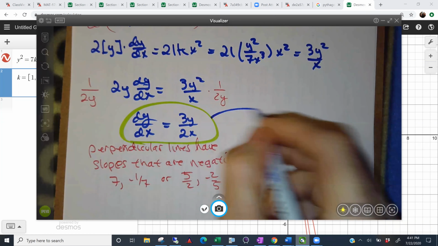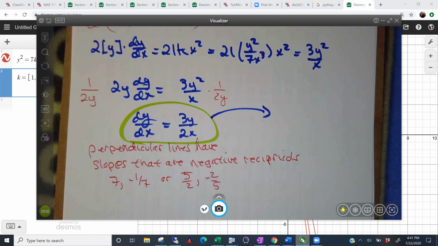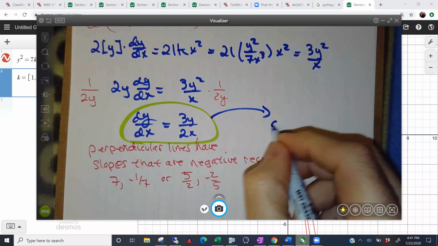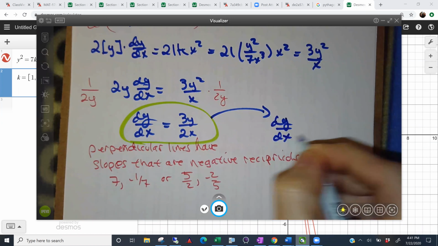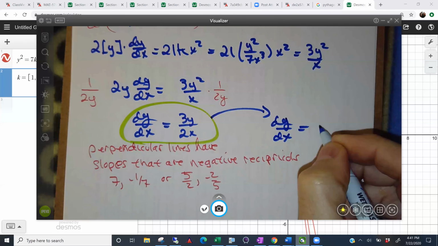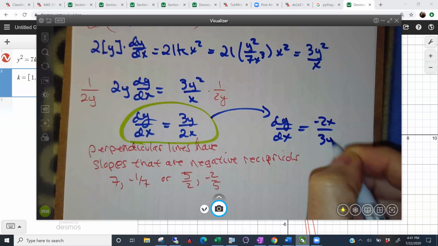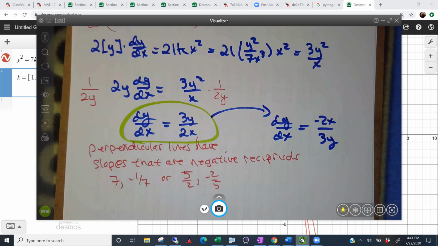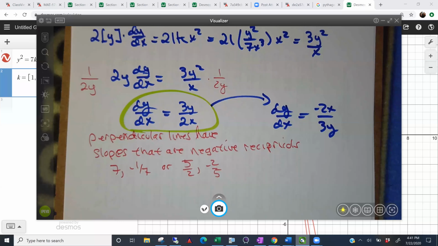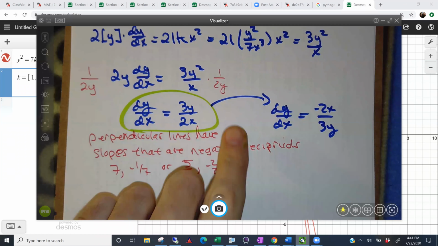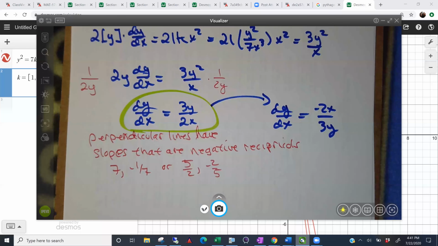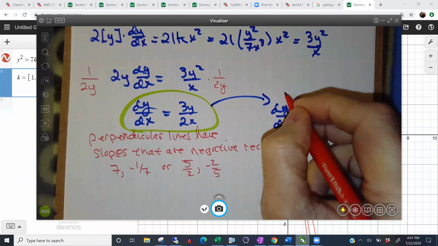If I wanted something perpendicular to that, I've got to take the negative and reciprocal. So dy by dx is going to be negative 2x over 3y. That's the negative reciprocal. So this is going to give me something perpendicular to this slope.